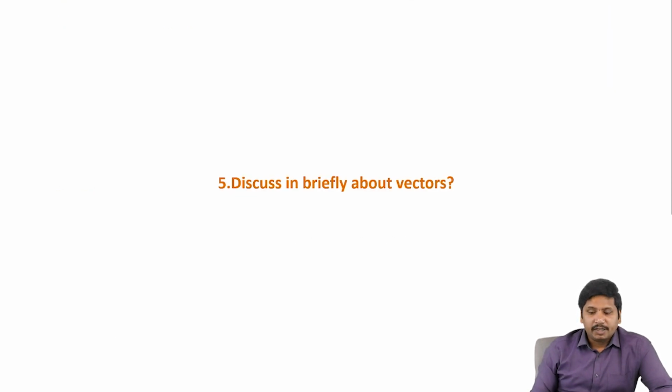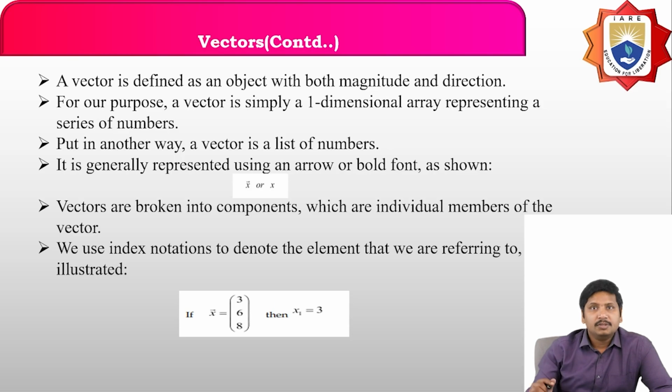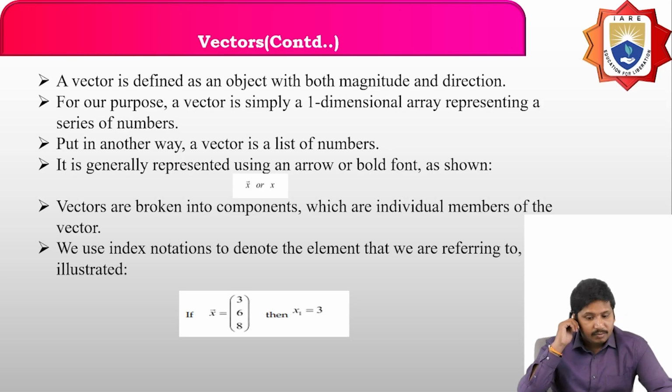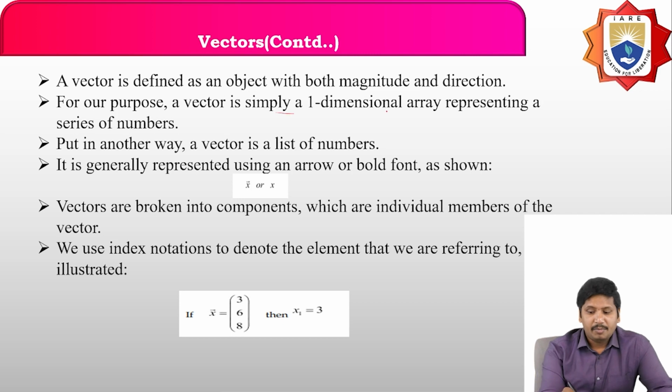Let's discuss briefly about vectors. A vector is nothing but an object with both magnitude and direction. For our purpose, a vector is a one-dimensional array which represents a sequence of values. Generally it is represented by using an arrow mark or a bold font, and vectors can also be broken into components, which are the individual members of the vector. Suppose I have a vector like this, its first component is called x1.